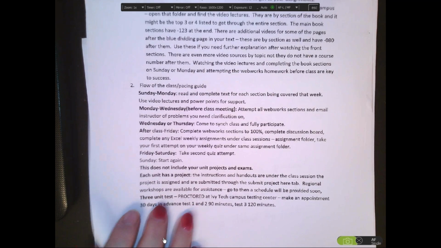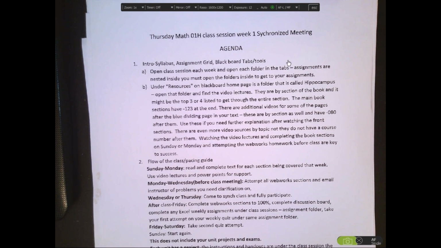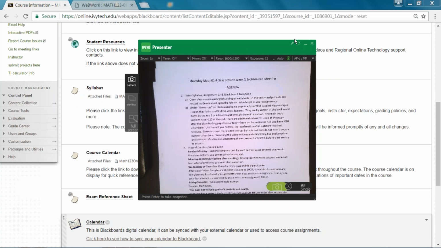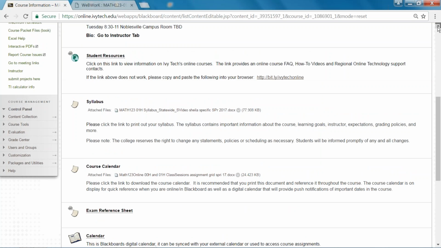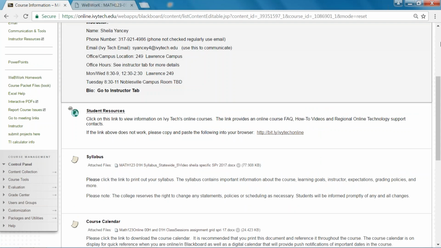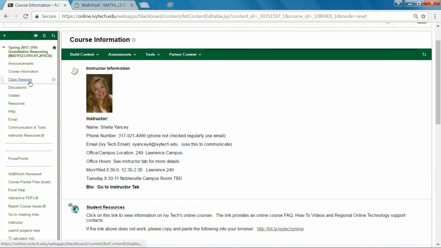Okay. So I wanted to show you, I don't know how many of you found all the information, but let's go to your resources so I can show you. Okay. We'll come back to class sessions. That's where everything is found. Your resource tab is right here.